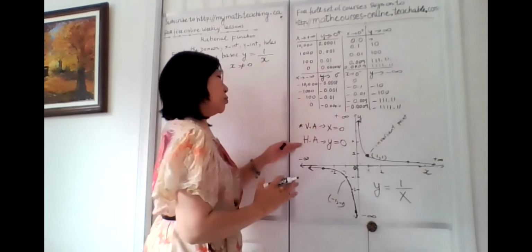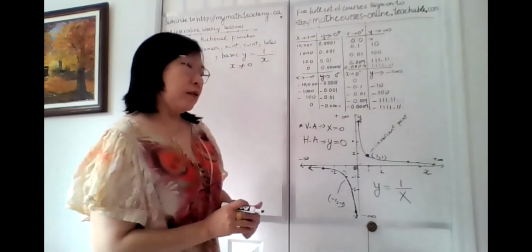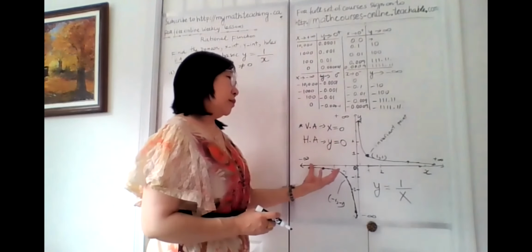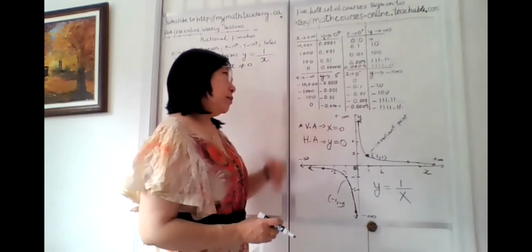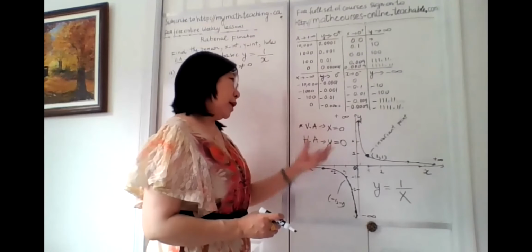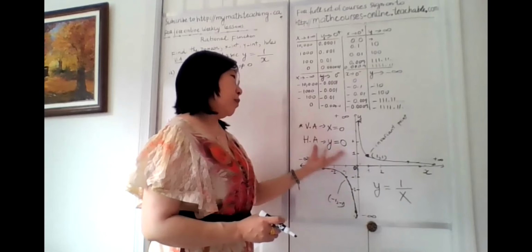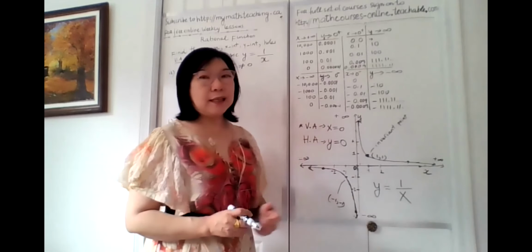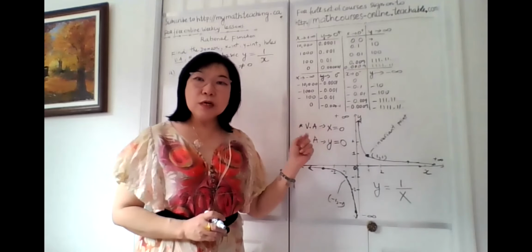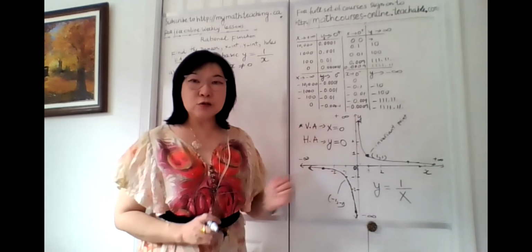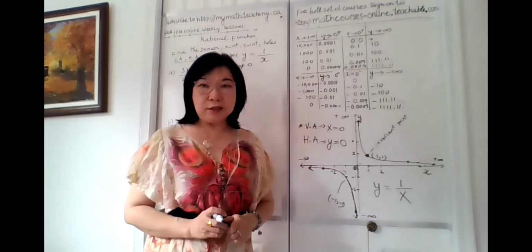Now, in some rational functions, the vertical asymptote and horizontal asymptote might no longer be these values. It might be x equals 3 or negative 4, y may be equal to negative 5 or negative 6, something like that. And we will learn how to find the vertical asymptote as well as the horizontal asymptote in our lesson today.